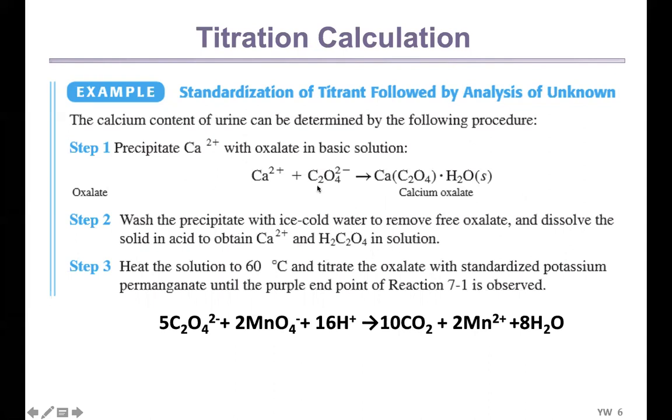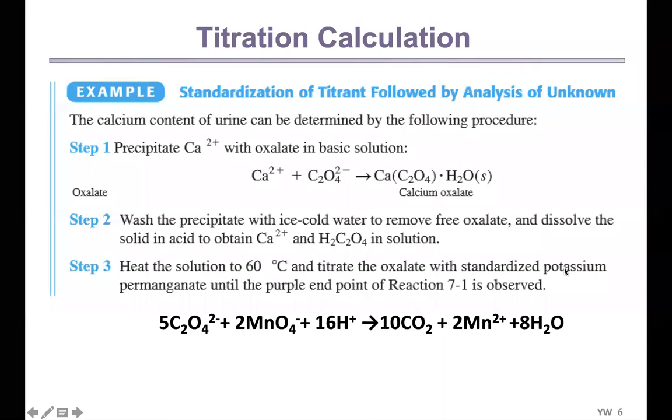Okay, so basically you add oxalate into the urine sample first to precipitate all the calcium, and then this calcium precipitate will be processed, like removing the free oxalate, and then you will dissolve them again in acid to obtain the calcium and the oxalic acid. So all the oxalate you have used here to consume calcium will be converted back to oxalic acid. And then you will heat the solution to 60 degrees and titrate the oxalate with standardized potassium.